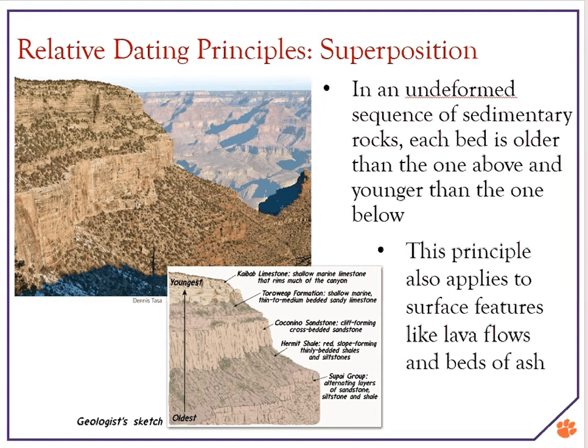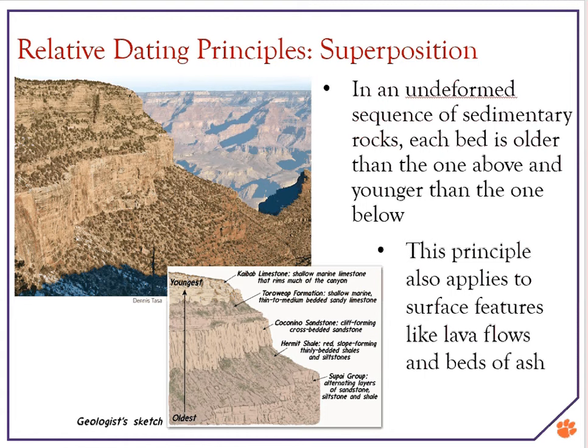First, let's talk about superposition. Superposition starts with an assumption and says that in an undeformed sequence of sedimentary rocks, each bed is older than the one above and younger than the one below. So when we are talking about different sedimentary layers, we accept that the lowest one, at the very bottom, will be the oldest one. Then when we move upward through the sequence, we go younger and younger, and the very top layer is going to be the youngest one.